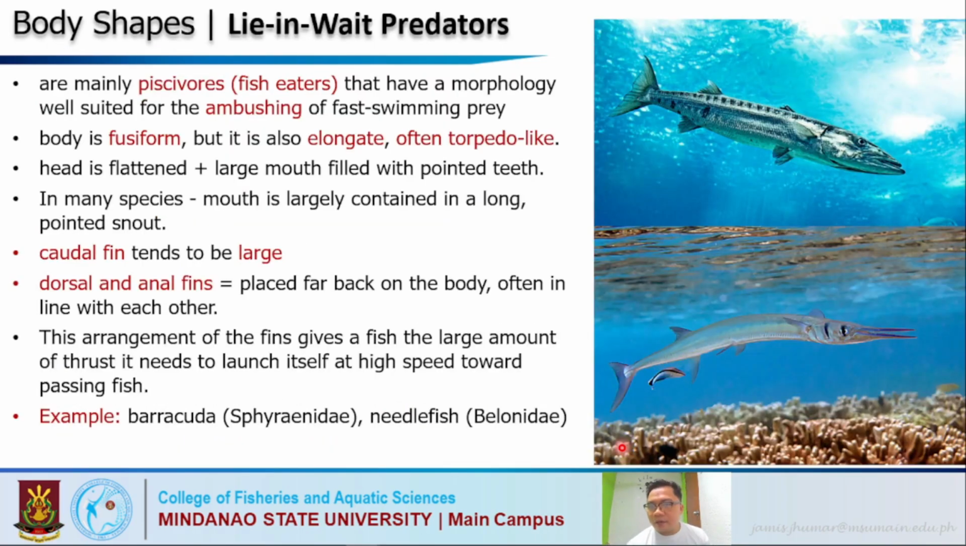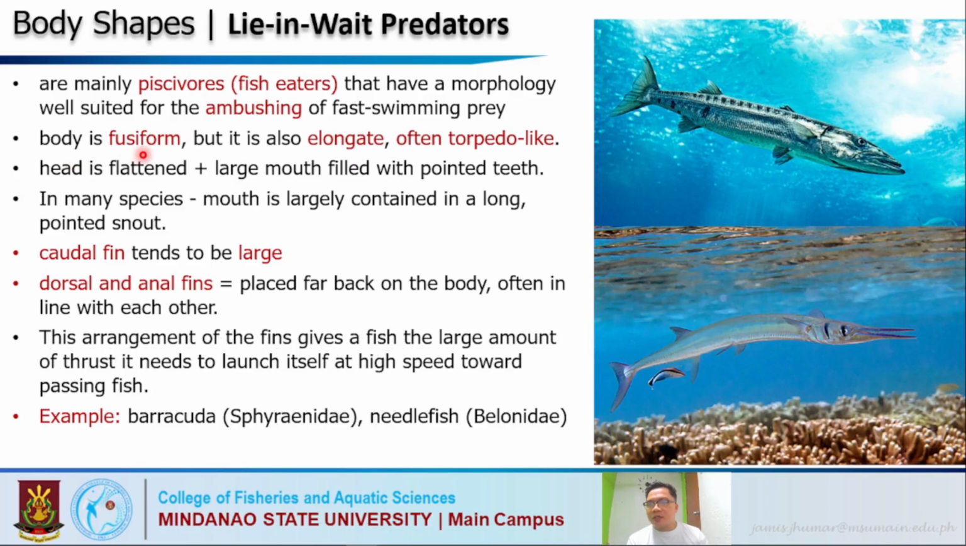And then here we have the lie-in-wait predators, as mentioned earlier, the barracudas and the needlefish. So they are mainly piscivorous, meaning to say they eat fish, smaller fish. So they have that morphology well suited for ambushing or fast swimming prey. So they basically are piscivorous.